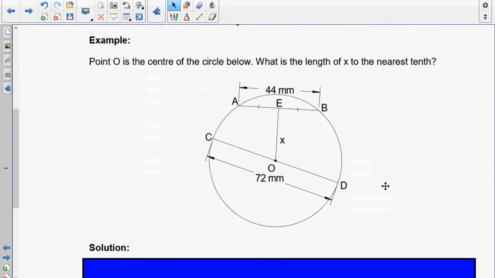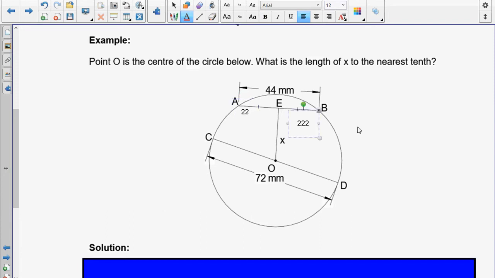Here's our next example. It says here that point O is the center of the circle. What is the length of x to the nearest tenth? Now again, you look at this and you say, okay, this is 44 from A to B, and this here, you see the prime mark there? That means that AE and EB are equal. So that means that this one right here is going to have to be 22, and this one here is going to be 22 because that's 44 divided by 2.